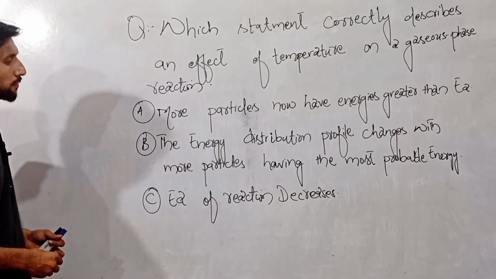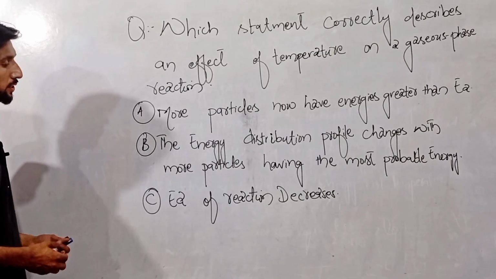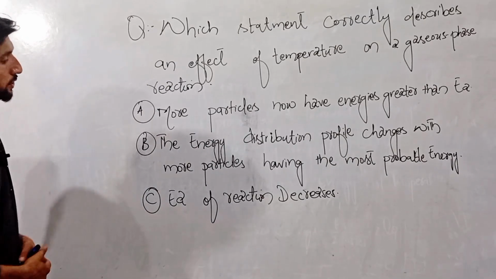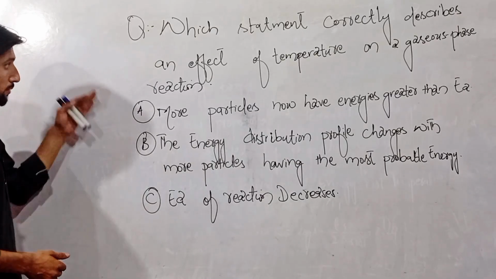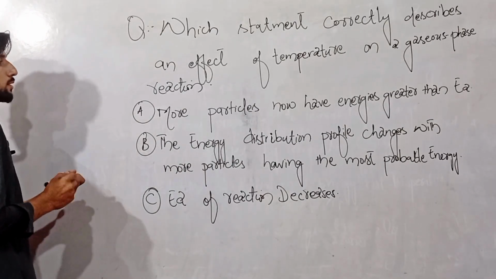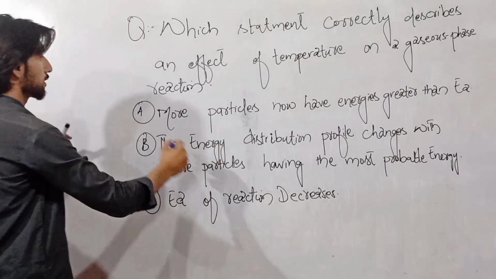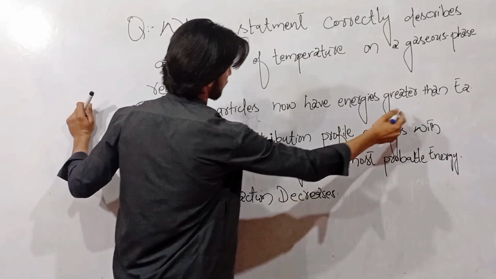And number 3, Ea of the reaction decreases. So by increasing temperature, the activation energy decreases. So you must mark your answer and then we will discuss it. So first of all, more particles now have energies greater than the activation energy.